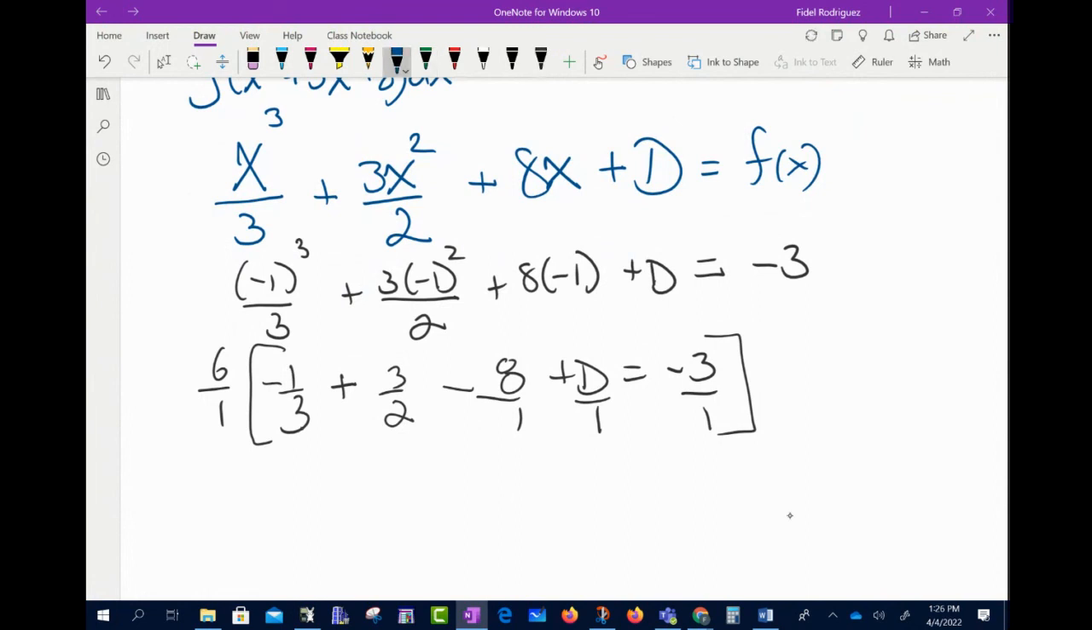Okay, so one piece at a time. 3 goes into 6, and 2 times -1 is a -2. 2 goes into 6 three times. Very good. And 3 times 3 is going to give me 9, right? 6 times -8 should be a -48. 6 times d should be 6d. And then 6 times -3 should be a -18.